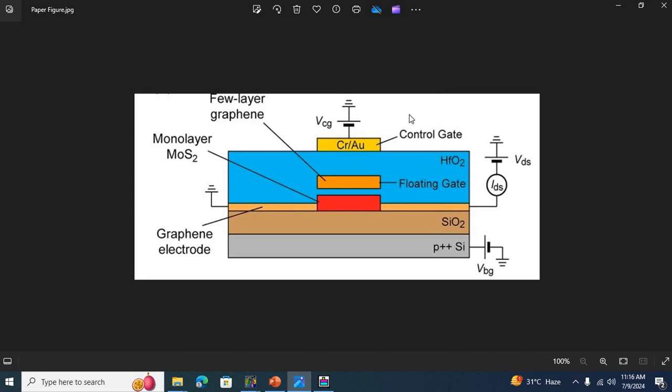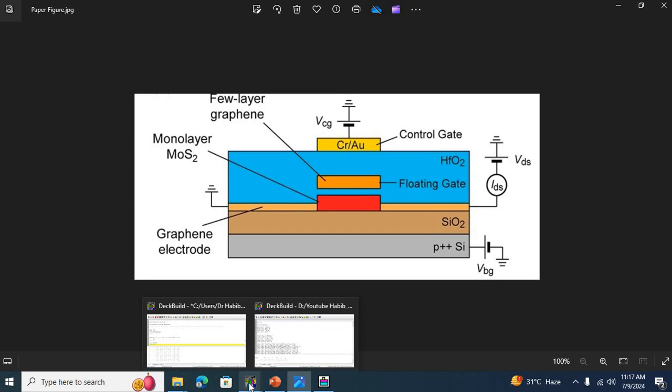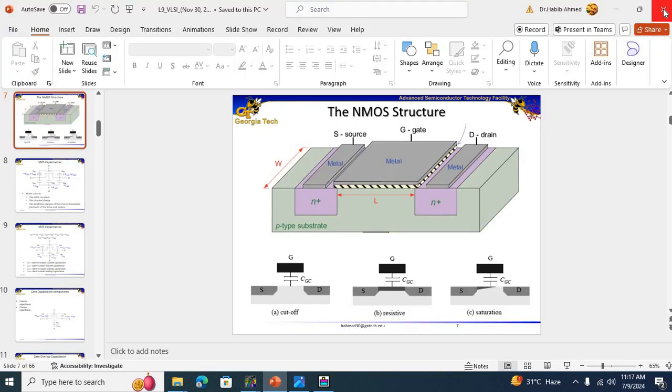On the other hand, here we have the control gate, and the control gate is actually used to control the operation of the transistor. By applying a voltage to the control gate, we create an electric field across the oxide layer, which modulates the conductivity of the channel in order to turn on or turn off the transistor. So this was a brief introduction into this topic. Now let us switch to the simulation part. Before that, let me close this.